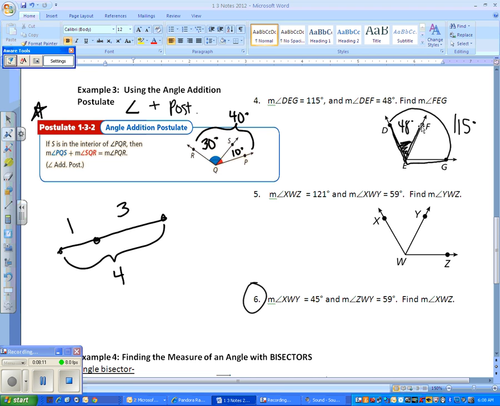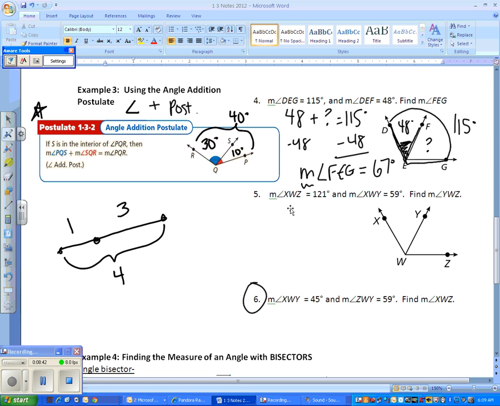And they want us to find FEG. So what is this part? Well, if you think about it, this plus this will equal this. So you could write an equation that looks like this. 48 degrees plus something will equal 115. Some of you guys are also thinking, well, can't you just subtract? Of course you can just subtract. So subtract 48 from both sides, and you're going to get that the measure of angle FEG, that's what this M stands for, measure, it's going to be 67 degrees.